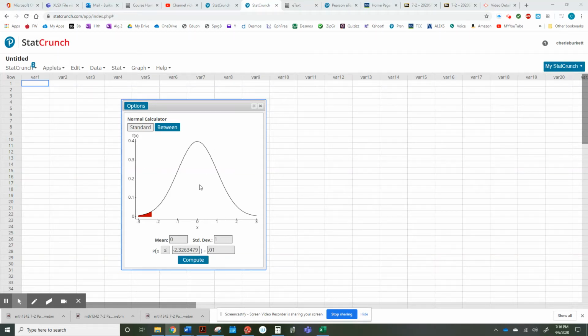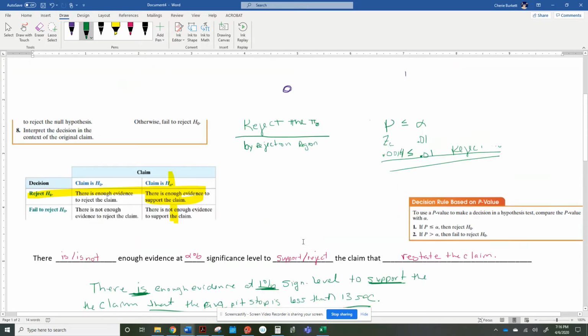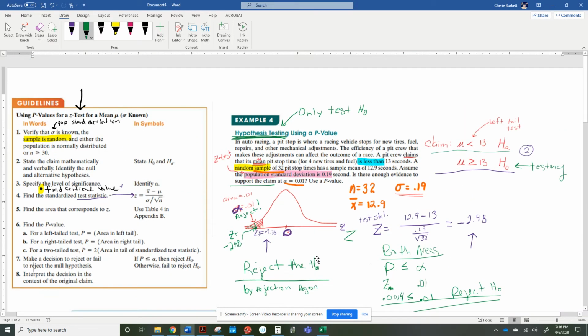For goodness sakes, I forgot to go back and show you StatCrunch. So I will do that real quick. Let's see. Lord have mercy. This is the problem that will never end.